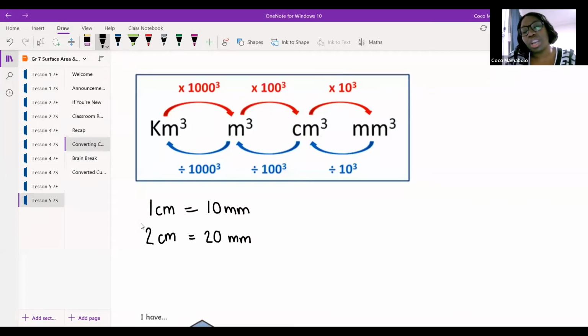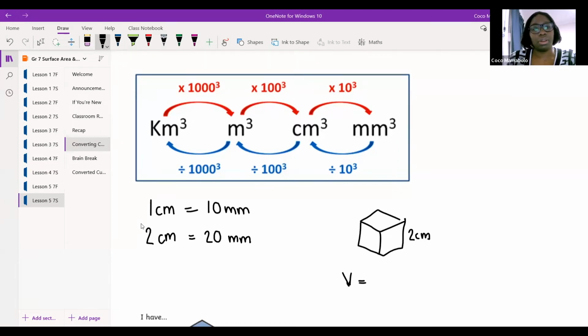Now, if I asked you guys to calculate for the volume of a cube that has 2 centimeters on this side, what would my volume be? It's a cube, guys, remember. So we know that all the sides are going to be equal to each other.